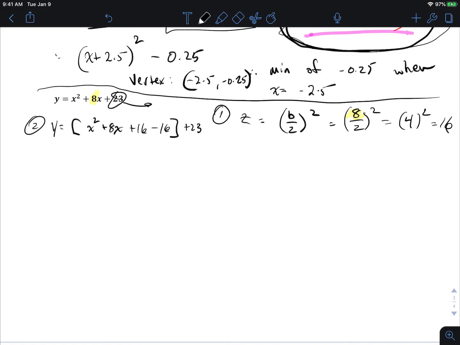Third step, we can go y equals, find the magic number. It's the number before you square it. It's positive, so I'm just going to write it like this. x plus 4 squared minus 16 plus 23.